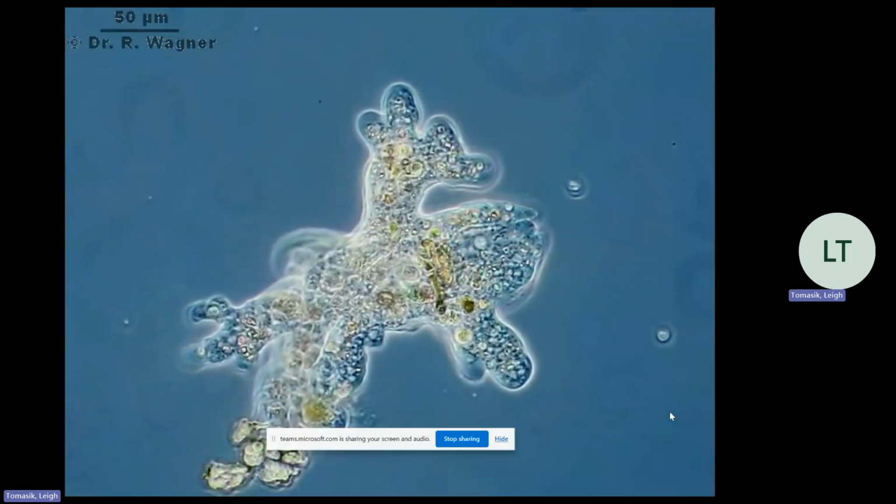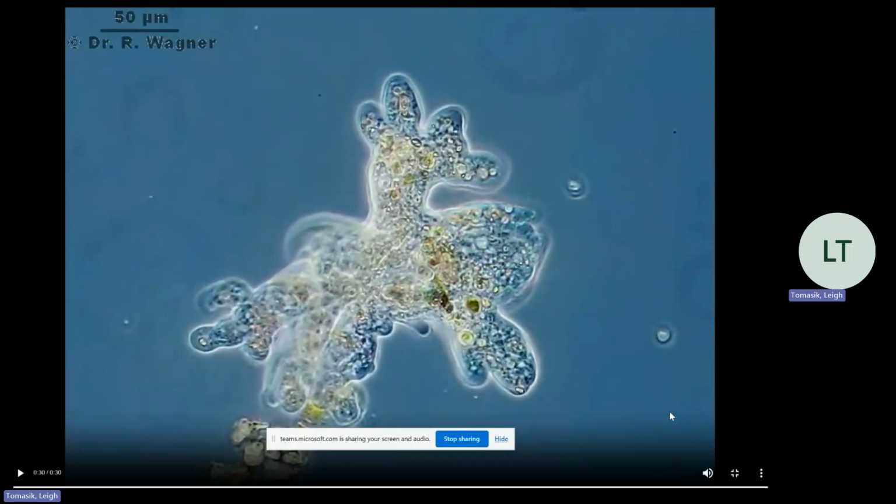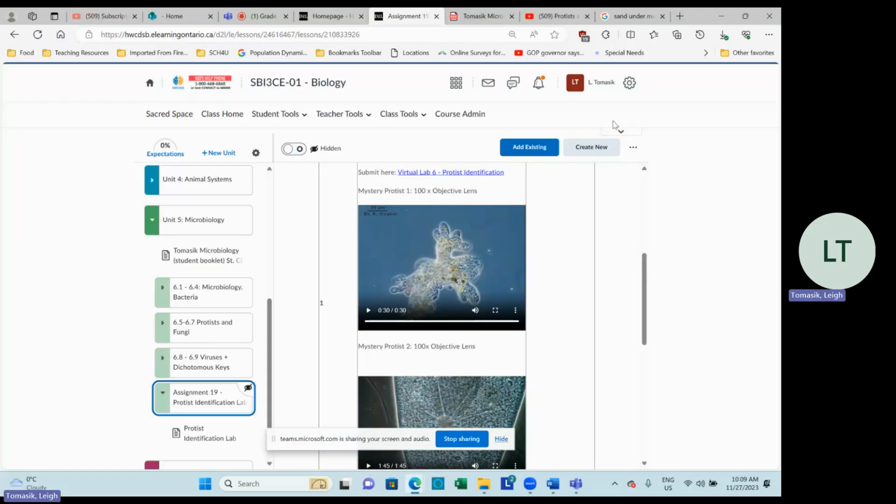Parameciums move so fast, sometimes you have to make the water thicker so they don't move as fast. Amoebas, you don't have that problem. They're just very chill organisms.